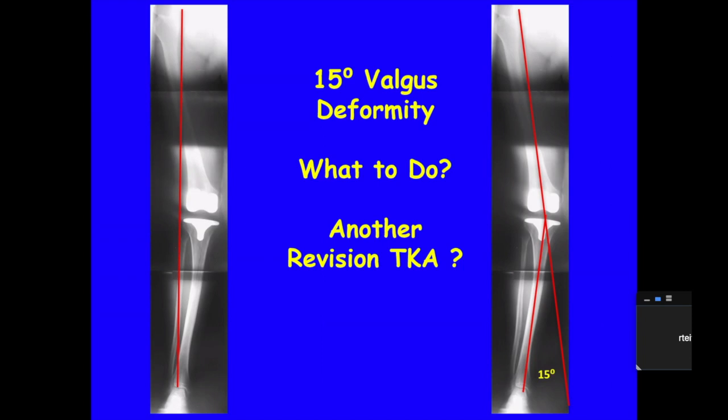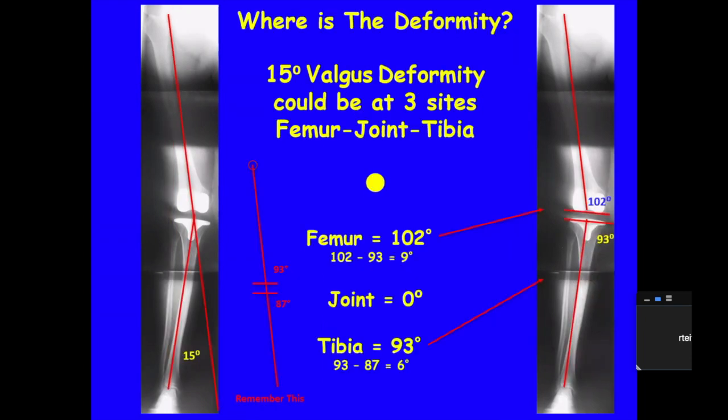Well, first let's analyze and try and figure out where the 15-degree deformity exists. It could be at 3 sites. It could be the femur, it could be the joint, or it could be the tibia. So we make the measurements on the medial side of the femur across the joint line. We measure 102 degrees. It should be 93 degrees. That tells us there's a 9-degree valgus deformity at the femur. The joint surfaces are exactly parallel, so there's no deformity in the joint. It's 0.